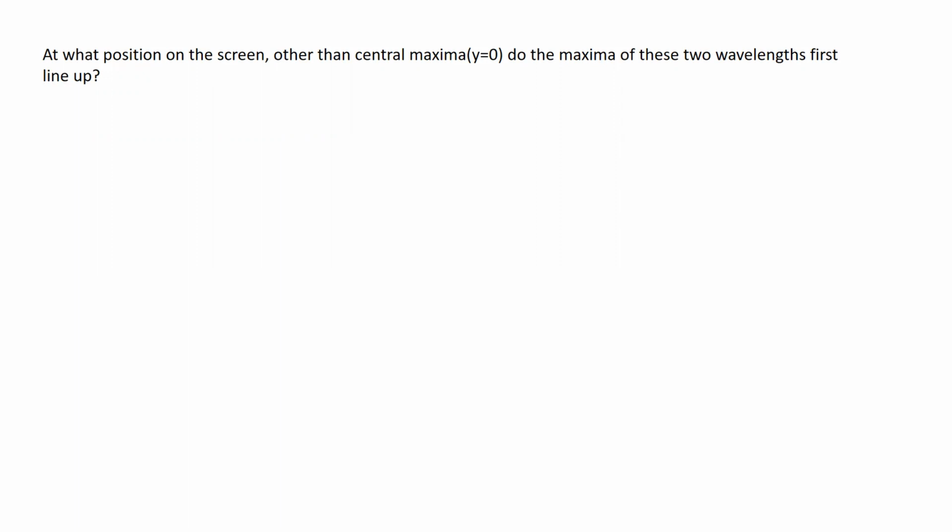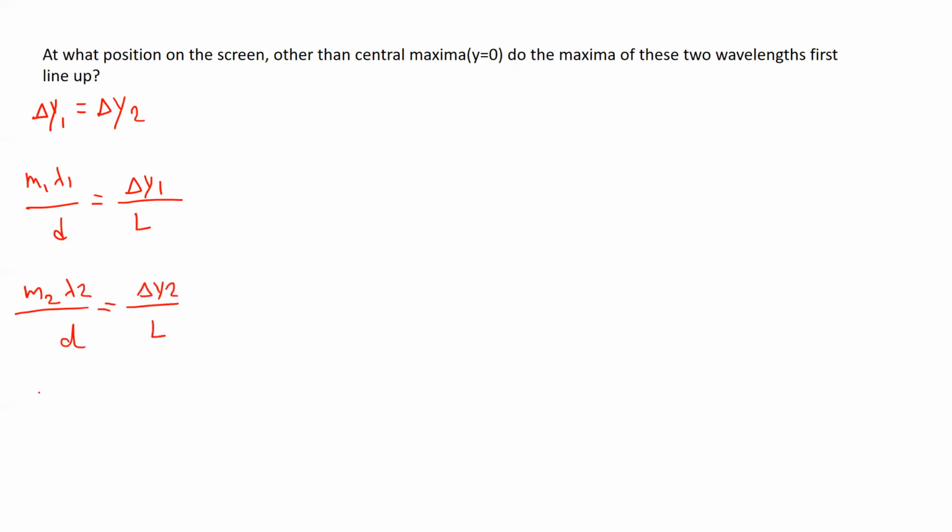If the maxima of these two wavelengths overlap, it means delta y of them are equal. So delta y for lambda 1 equals delta y2. If I use the formula, again we know d for both of them is equal, and L is also equal. And then I write m2 lambda 2, again the same, delta y2. But as they said, we want them to overlap. It means delta y1 should be equal to delta y2.